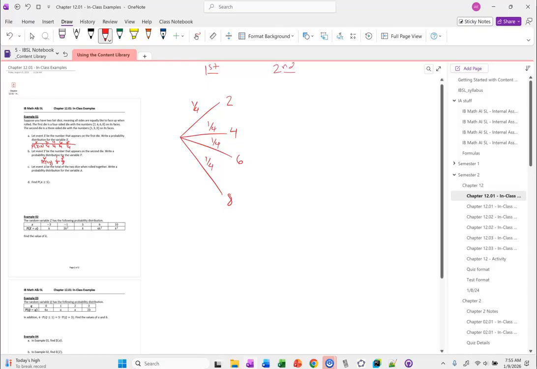Now we'll roll the second die. So there's only 2 different numbers the second die can come up with, right? 1 or 3. Everybody's okay? What's the probability of getting a 1? And 3?